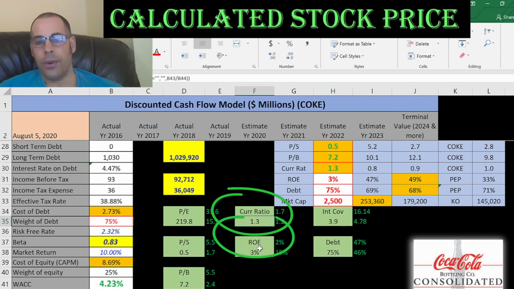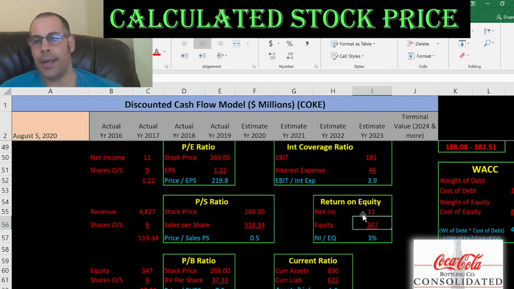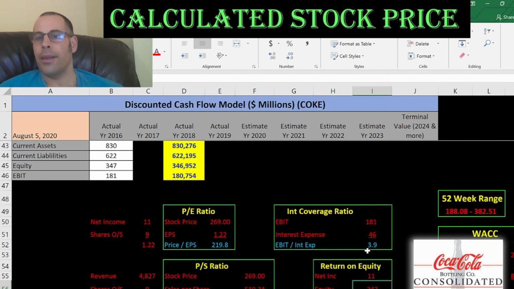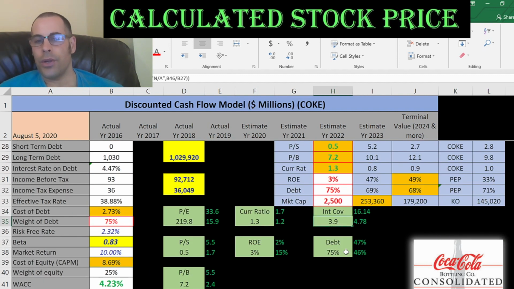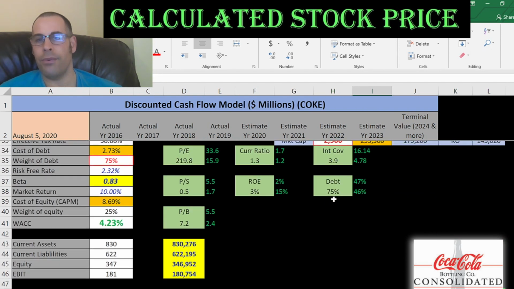Good current ratio and bad ROE. Current ratio is current assets over current liabilities, so they can cover their current debts and payables. ROE is net income over equity. They provide a terrible return to the equity holders, only 3%. They're not bringing in much net income. That's a little concerning. Interest coverage ratio of 4. That's EBIT over interest expense, so they can cover their interest expense 4 times.